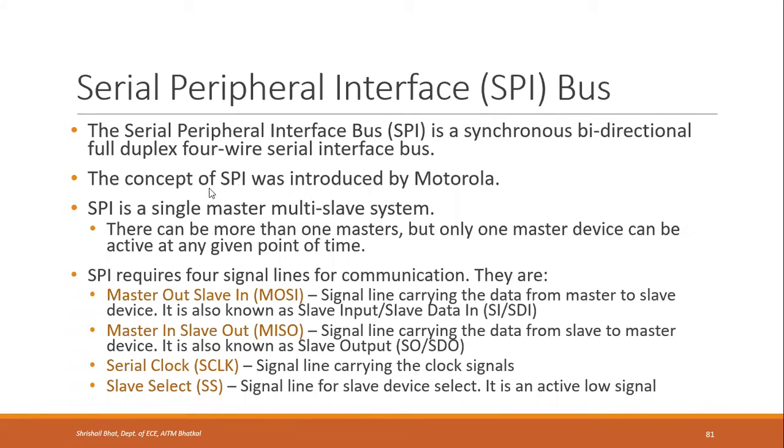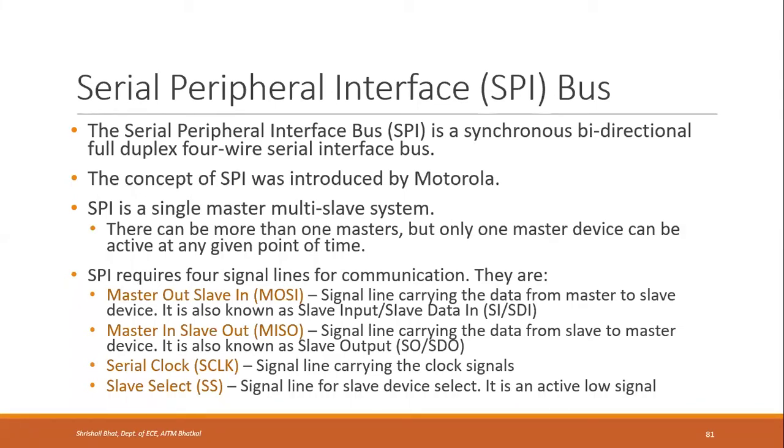The concept of SPI was brought by the company Motorola. It is a single master, multi-slave system. That means there can be more than one master, but only one master can be active at any point of time, and there can be more slave devices connected to the same master. As we have seen, it is a four wire interface, which means there are four lines for signals.